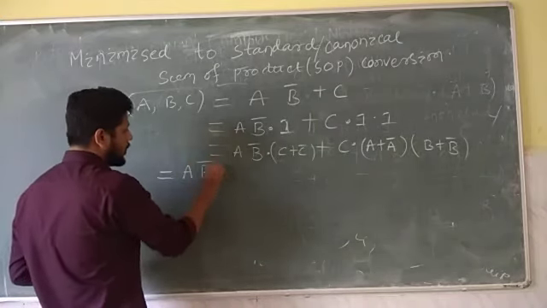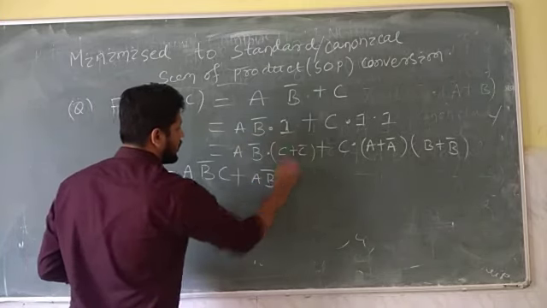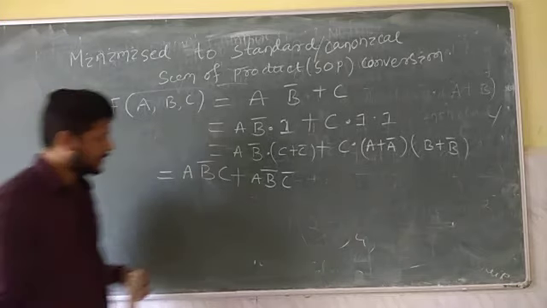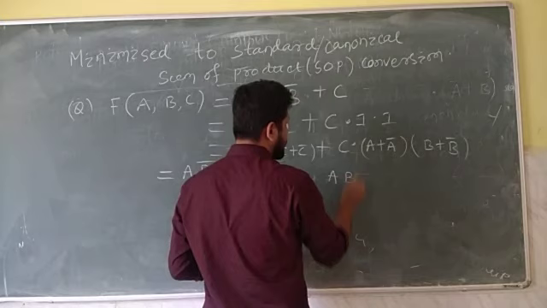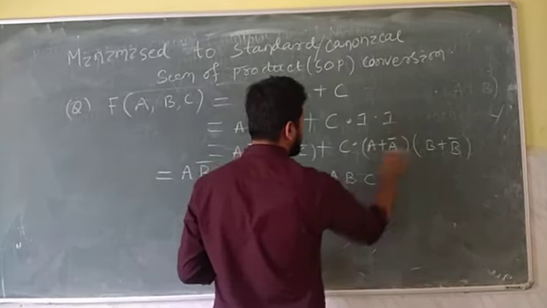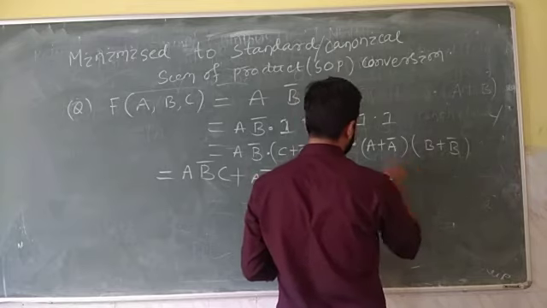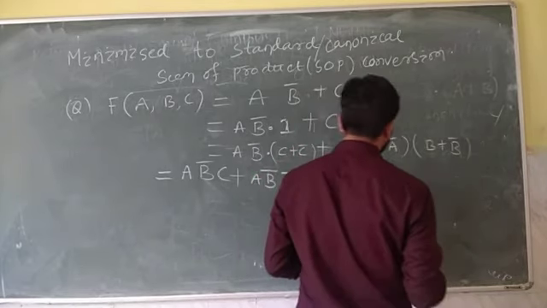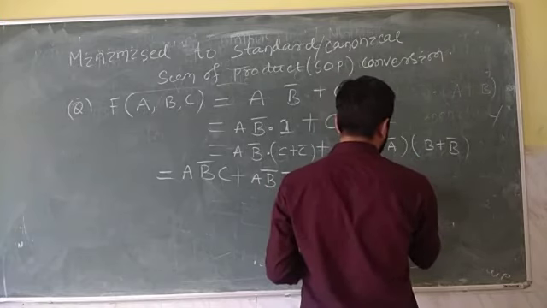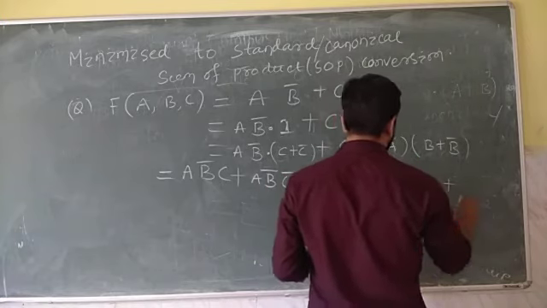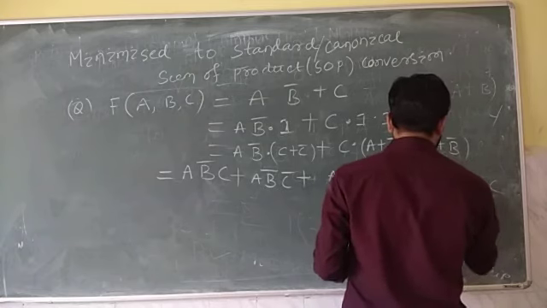So A B bar C, A B bar C, or A B bar C bar, A B bar C or A B bar C bar, then or A B C, A B and C, or A bar B and C, then multiply with A B bar C or A bar B C or A bar B bar C.